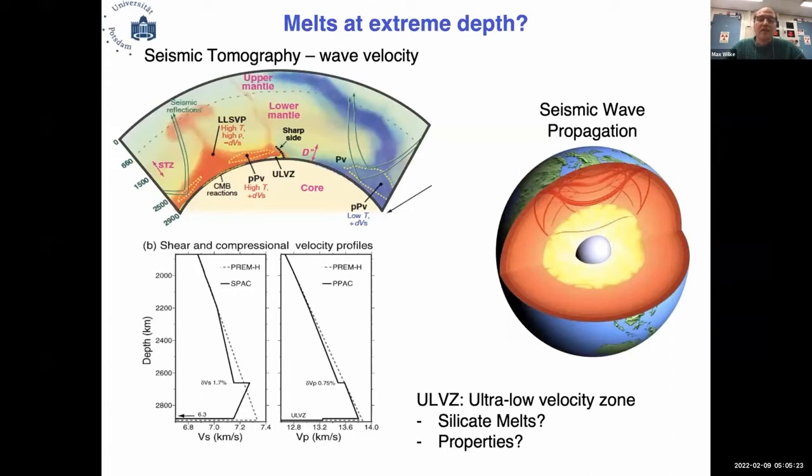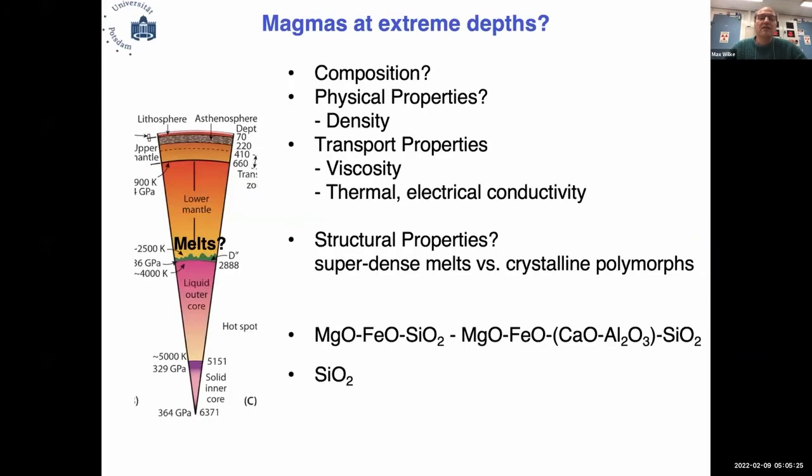So whether these melts are really present there or not, a lot of questions come up. What is actually their composition, and closely linked to that, what are their physical properties, mostly density? Why are they sitting down there? Are they more dense than the surroundings? And of course, transport properties of these things are very important: viscosity, but also thermal and electrical conductivity, because this all controls basically the transfer of heat and energy within the Earth.